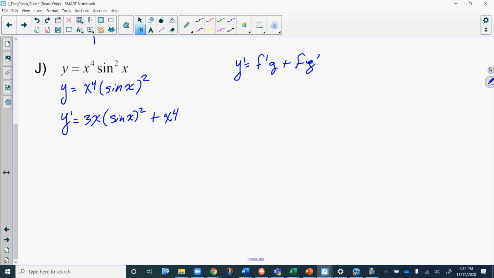Let's uncomplicate the sine of x squared a little bit and get it over here off to the side. We have to use the chain rule. Using the overall power rule on the whole thing would be 2 times the sine of x to the 1st power. But then I have to take the derivative of the inside part, and the derivative of sine is going to be cosine. That's what x to the 4th gets multiplied to: 2 times sine of x times cosine of x.